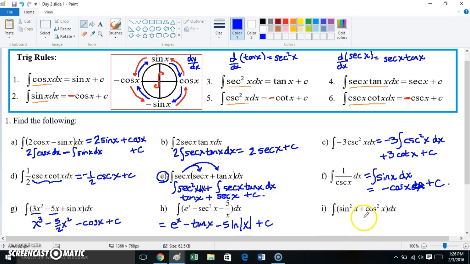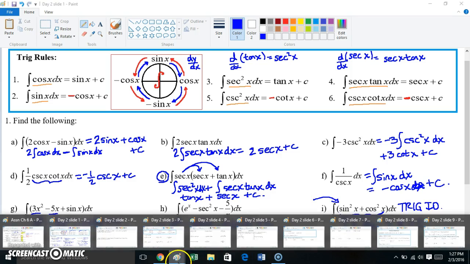Letter I, the integral of sine squared plus cosine squared of x. Okay, this is a trig identity. It's the first Pythagorean trig identity: sine squared x plus cosine squared x is 1. The integral of 1 dx with respect to x is x plus c. We will do more with our trig identities, but you might want to look that up and make a little table of all your trig identities.